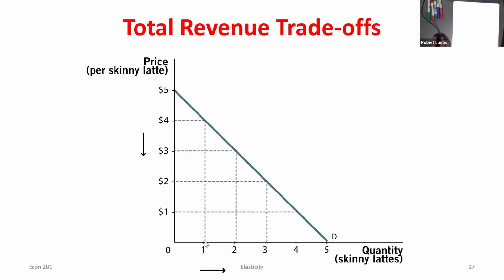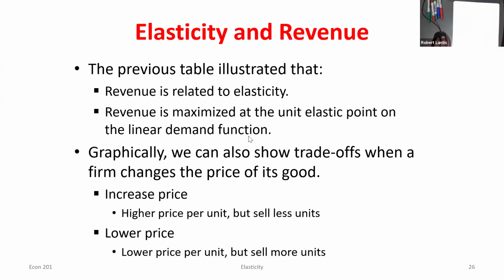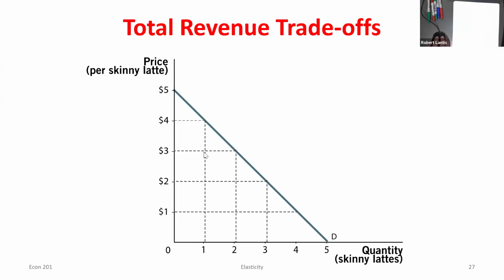Well, I'd sell 1 unit. 1 times 4 would be $4. That's my total revenue. We said on this portion of the demand curve, demand was, right, at $4, elastic. So if I lower the price, if demand is elastic, it should increase total revenues.